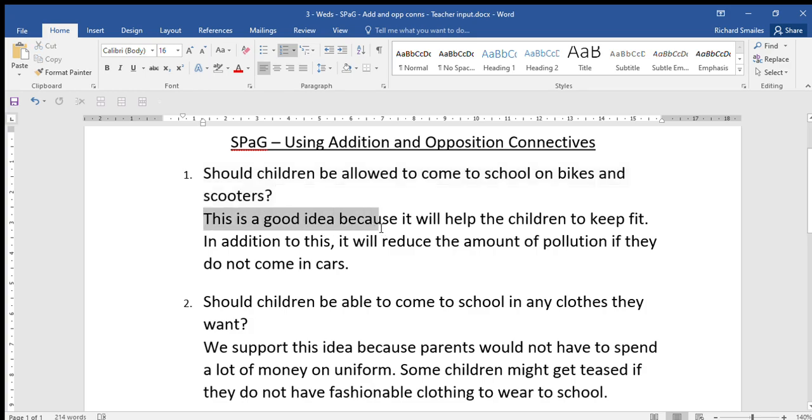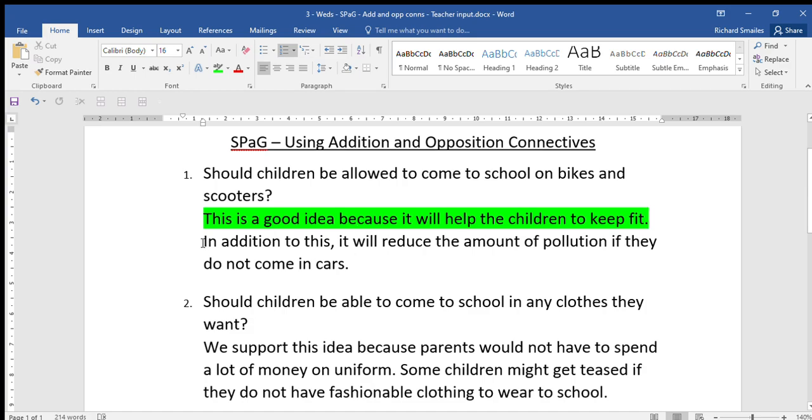First sentence: this is a good idea. Now in those first five words, this automatically tells us that the person agrees with it. So the person is saying yes to the question. This is a good idea because it will help the children to keep fit. Okay, so because that first sentence agrees with the question, we are going to highlight that in green so that it shows up nice and clear.